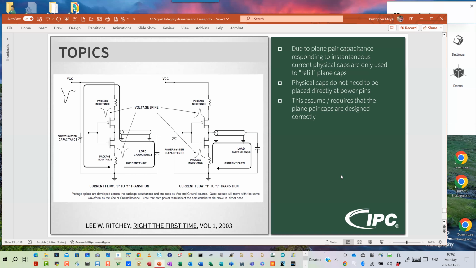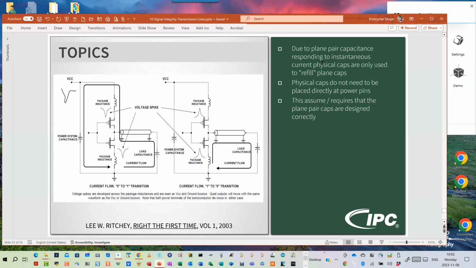Okay, cool. So due to the plane pair capacitance responding to the instantaneous current, physical caps are now only used to refill the plane cap. I talked about this a little bit before and said we'd get into it here. Basically, it's like one of those water features where you have the bamboo, the smaller tubes and the bigger tubes. The small tube is emptying and filling really quickly, the medium tube a little bit slower, the big cap even slower. So the little itty bitty tube is like our plane cap. It's filling and draining really quick. It's instantaneous demanding. The bigger the cap, the longer it takes to charge, the longer it takes to discharge, but it's got lots of volume.